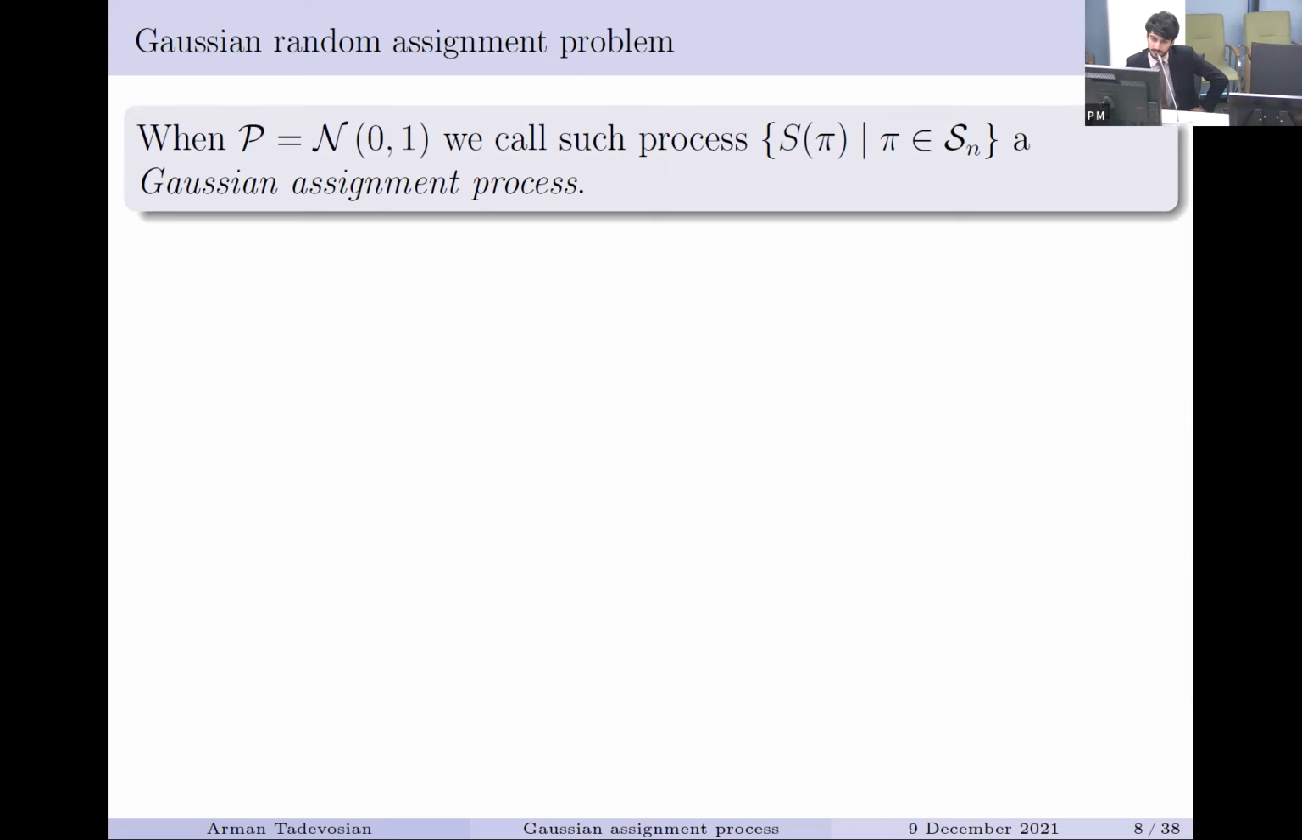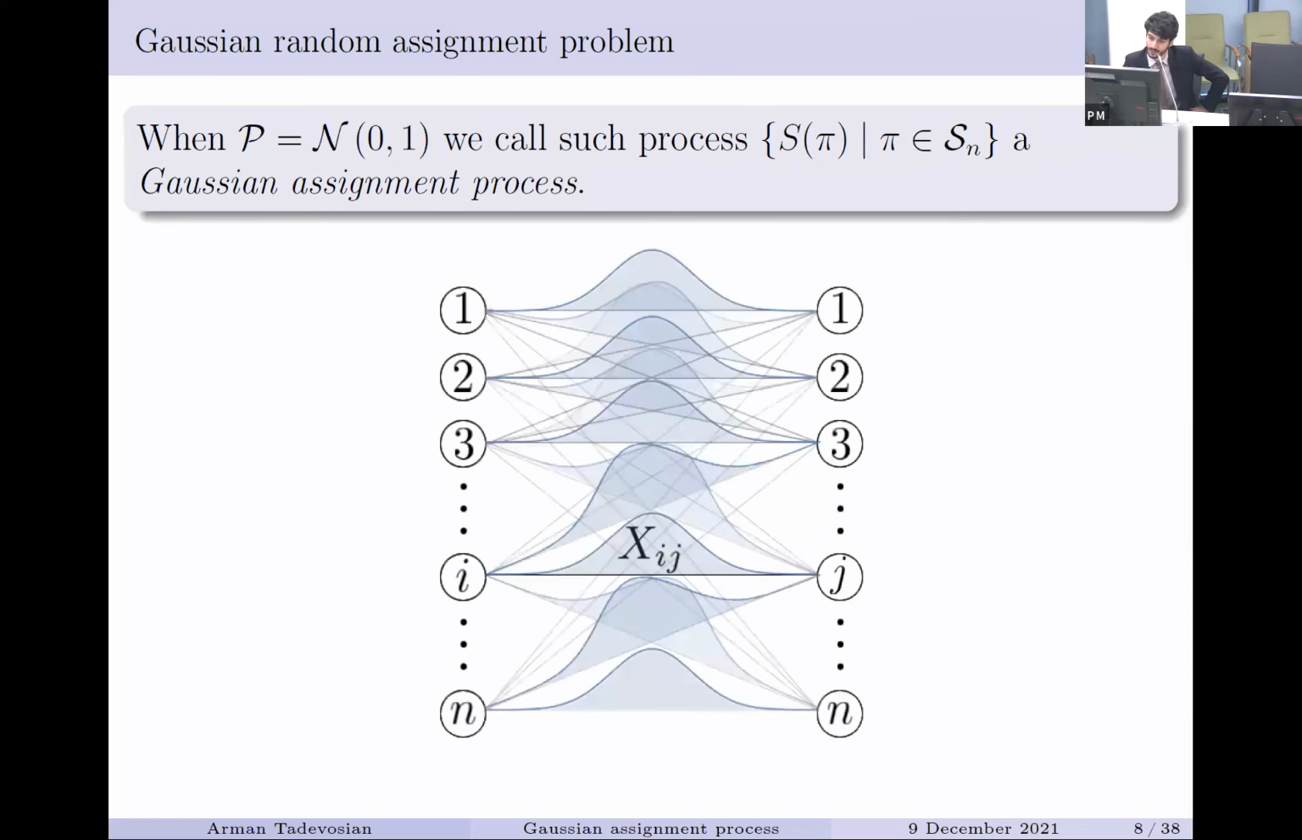In our work, we specify the problem more and say that if our distribution actually equals the standard normal distribution, we call such a process a Gaussian assignment process. And we want to understand which properties it has. So the picture is the following. It's quite messy, but I think everyone can understand what it is.